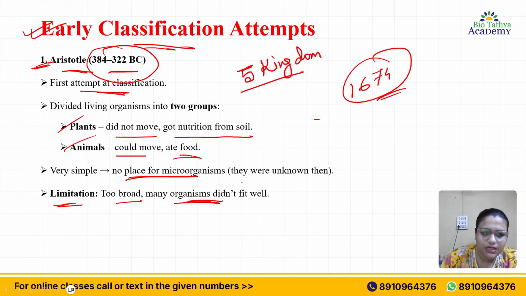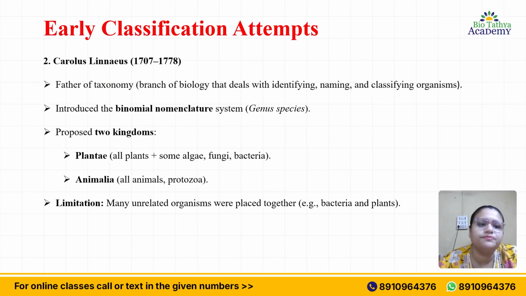Okay, so this was obviously banned. It was not banned, it became very old, and it did not play into a role later on. Then came the system of Carl Linnaeus. Carolus Linnaeus, or Carl Linnaeus, father of taxonomy, a branch of biology that deals with identifying, naming and classifying organisms.